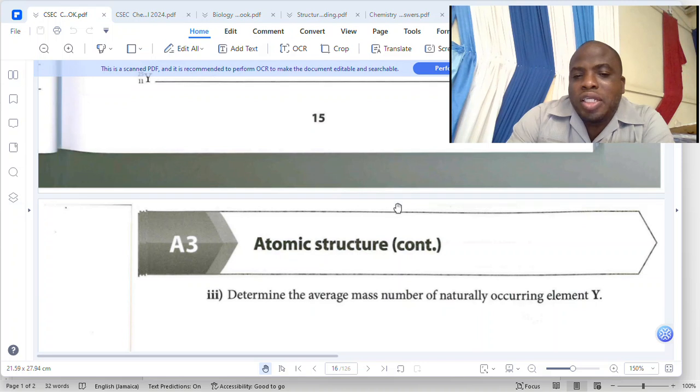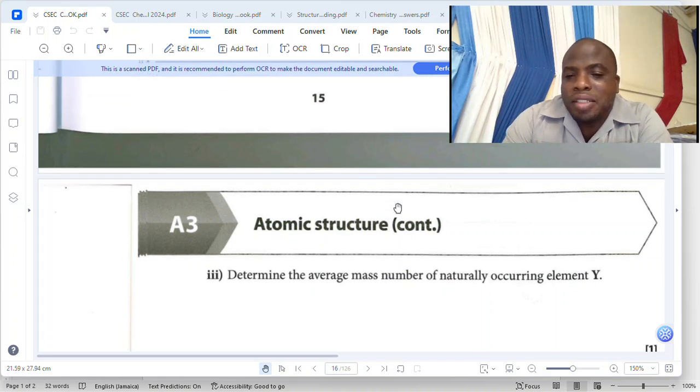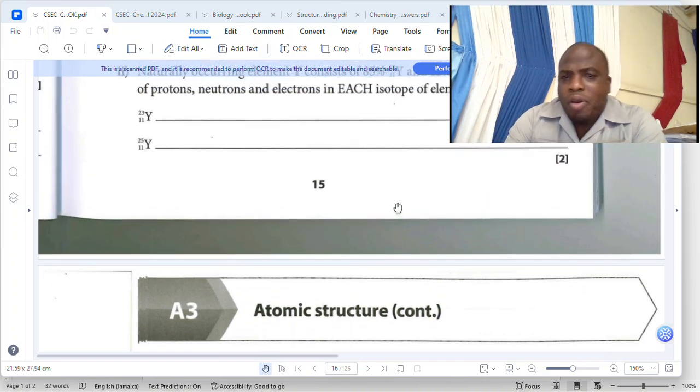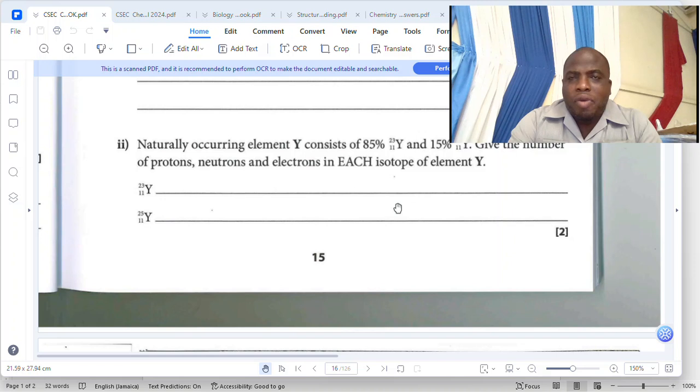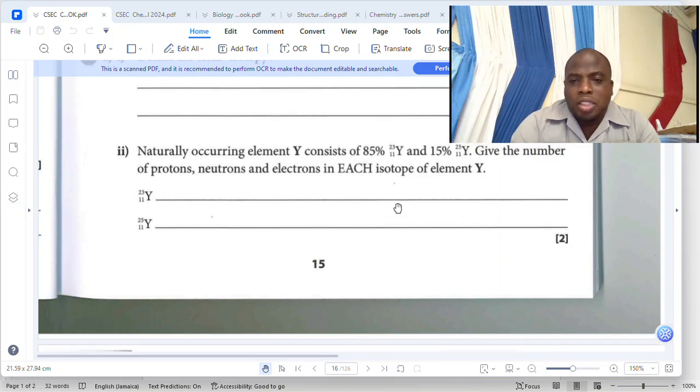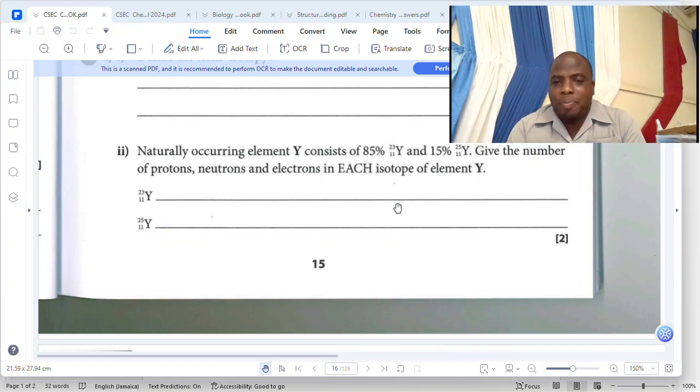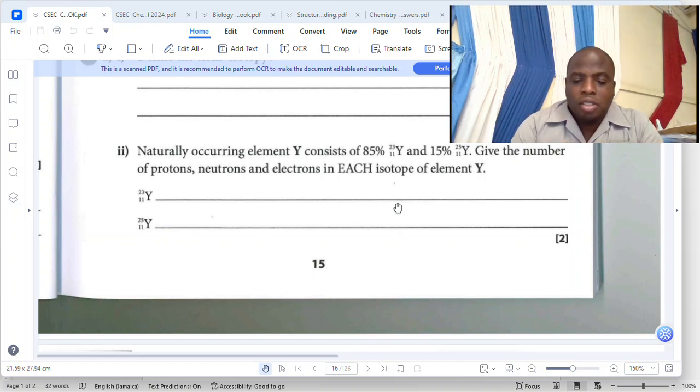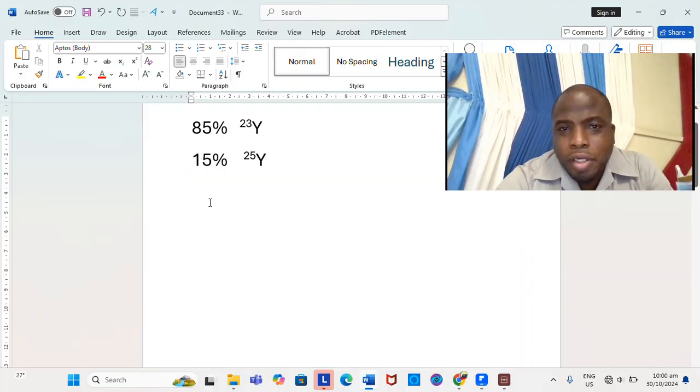So we're supposed to determine the average mass of naturally occurring element Y. We're going to talk a little bit about the approach. Usually when you hear average, we tend to add up and divide. That's not the way. So I'm going to show you the method. We're going to switch back to a Word document. All right, so we're back on our Word document.